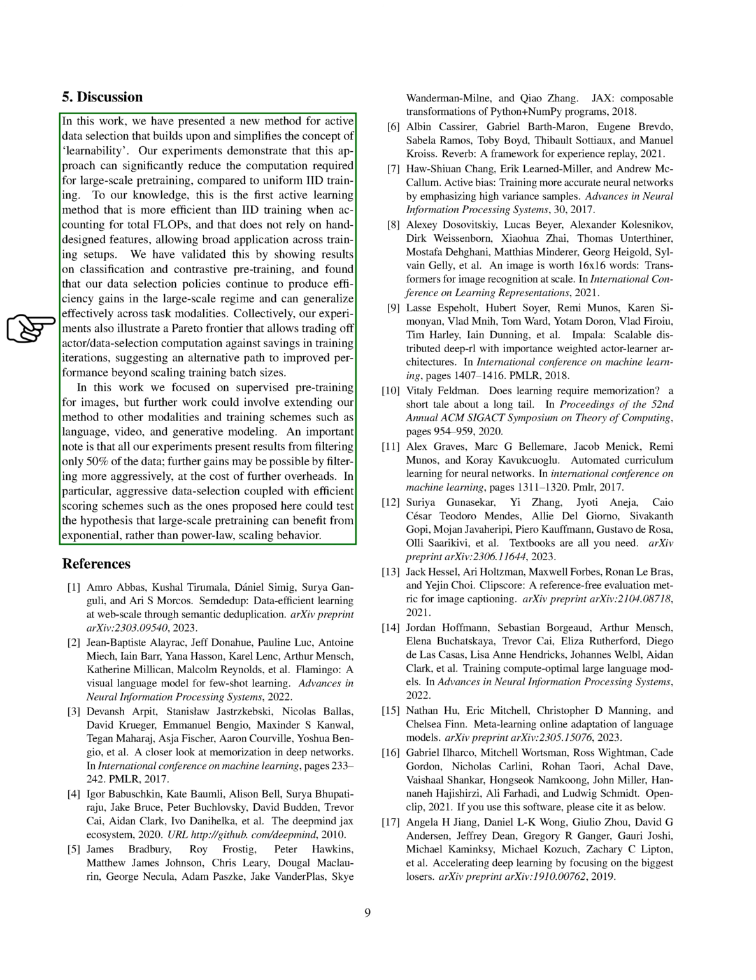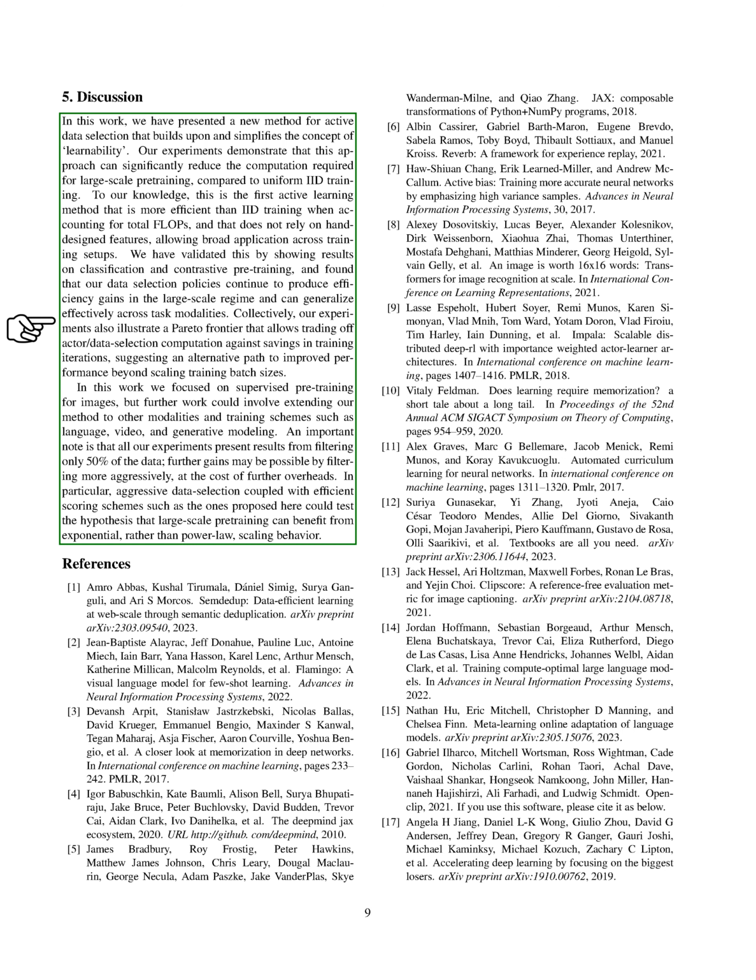As far as we know, this is the first active learning method that is more efficient than IID training when considering total floating point operations, flops, and it doesn't depend on manually designed features, making it widely applicable across different training setups. We've confirmed this by demonstrating results on classification and contrastive pre-training. We found that our data selection strategies continue to enhance efficiency in large-scale scenarios and can effectively generalize across different task types.